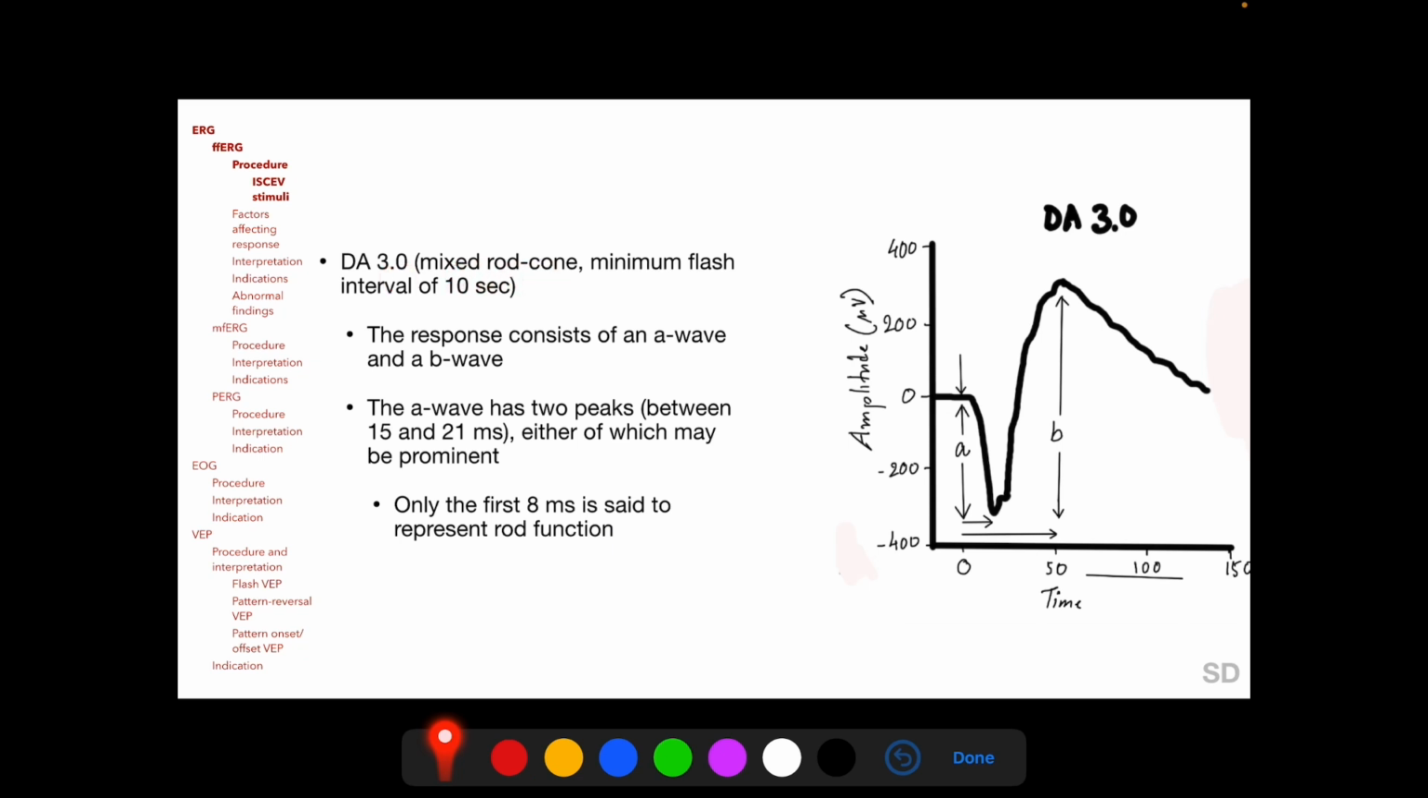The next test is the dark adapted 3.0 intensity stimulus testing, which was previously known as mixed rod cone testing, with minimum flash interval of 10 seconds, and the response to the stimulus consists of an initial negative A wave and a positive B wave. The A wave has two peaks, either of which may be prominent, and in the response to DA 3.0 stimulation, only the first 8 milliseconds of the A wave is said to represent rod function.